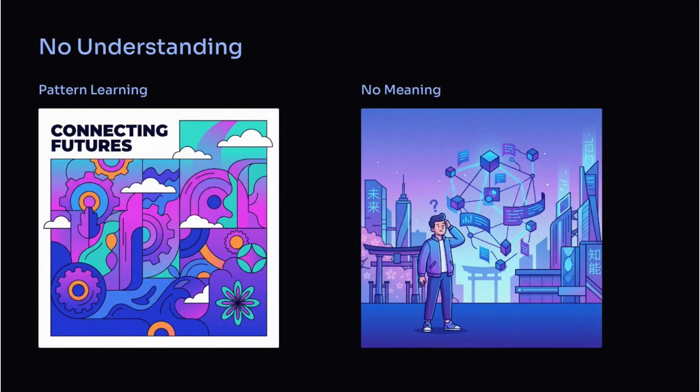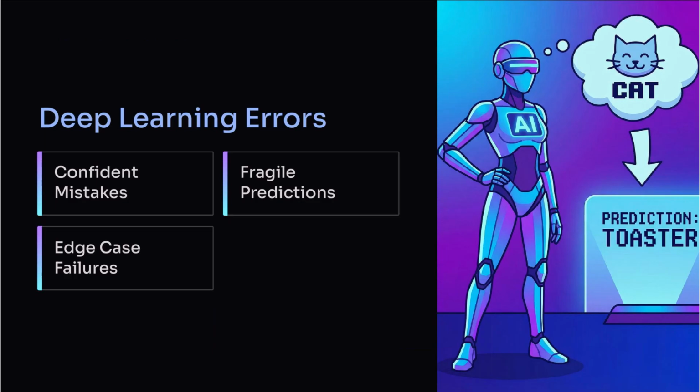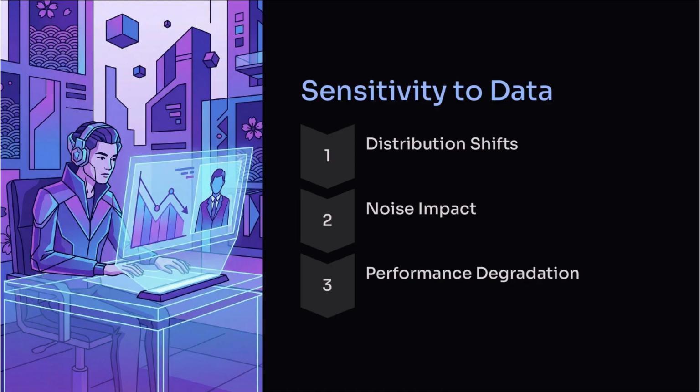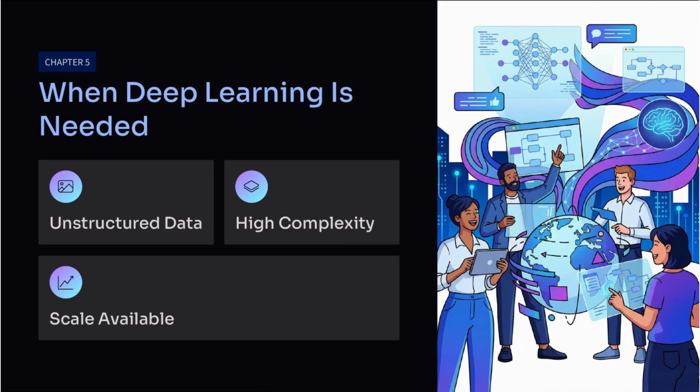Errors in deep learning can be confident and surprising. Small input changes may cause incorrect predictions. Models are sensitive to data shifts. Performance degrades when deployment conditions differ from training conditions. Deep learning is most appropriate for complex, high-dimensional problems involving unstructured data. It is unnecessary for simple problems. In many cases, classical methods are more efficient and interpretable.